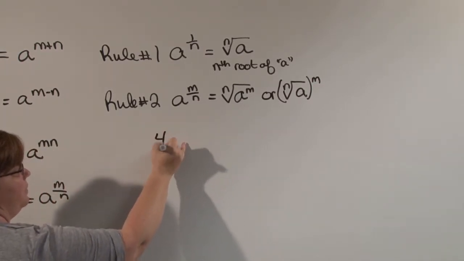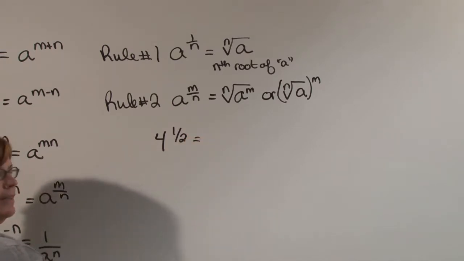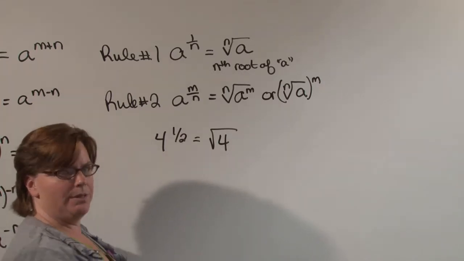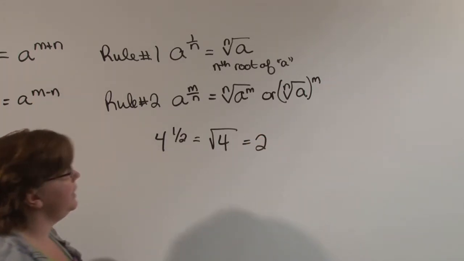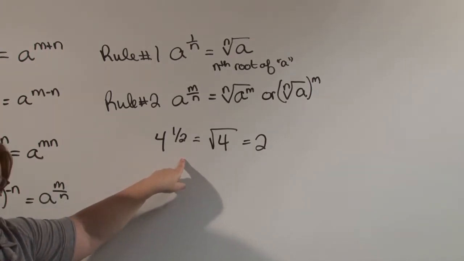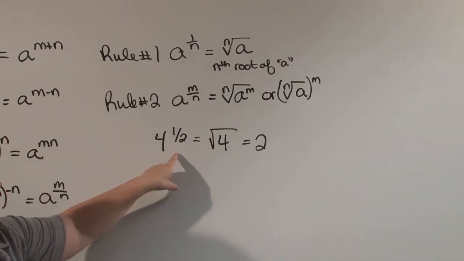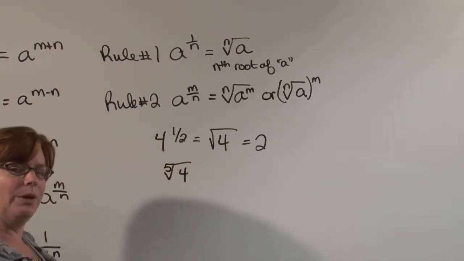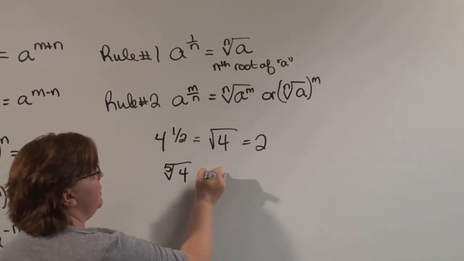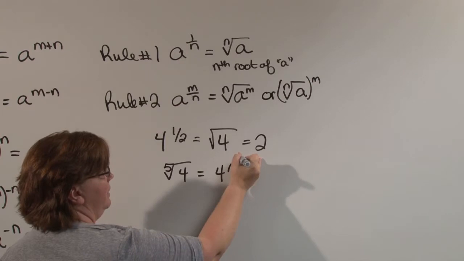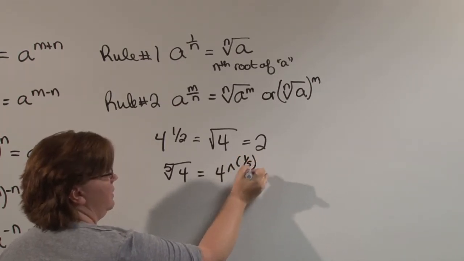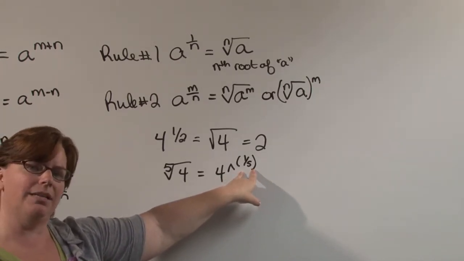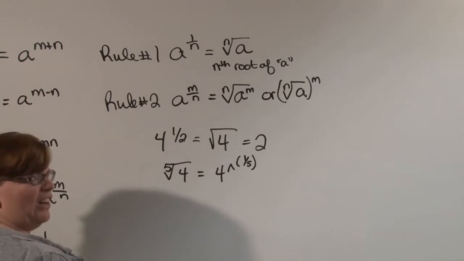If I were to have 4 to the 1/2, that's really asking me to take the square root of 4, which we know is 2. I'm going to tell you that this is a subtle hint that you can always use in your calculators. So if you have an expression with something like the 5th root of 4, and you need to estimate what that is, you can place it into your calculator with this. You would type in 4, the caret, and then 1/5 in parentheses, and your calculator will estimate that for you. It's a great little trick to have.